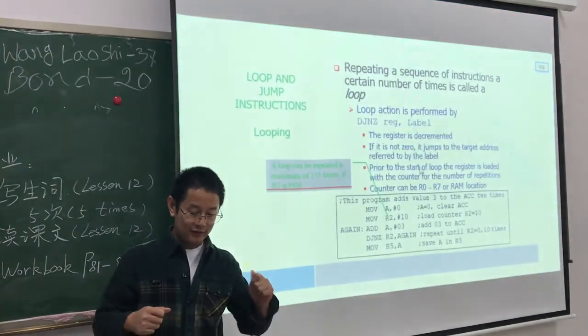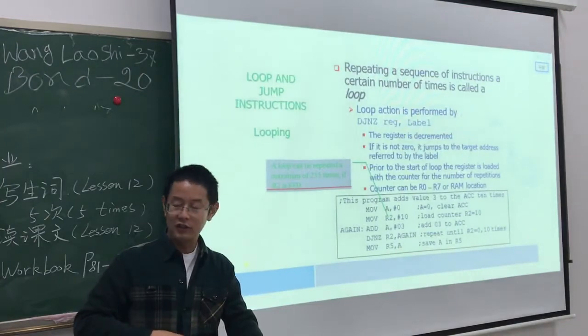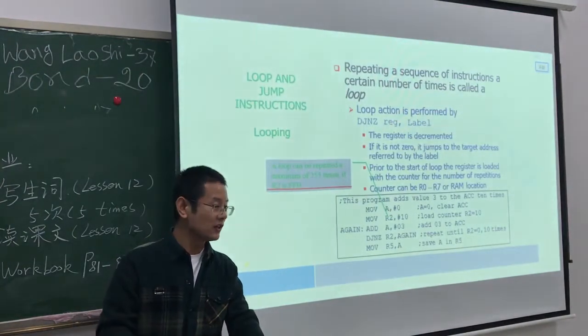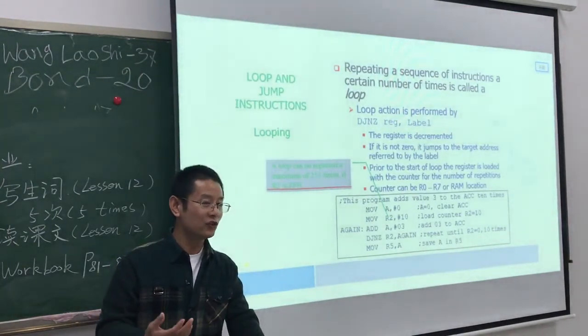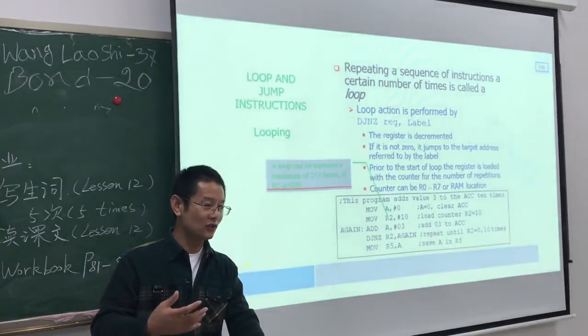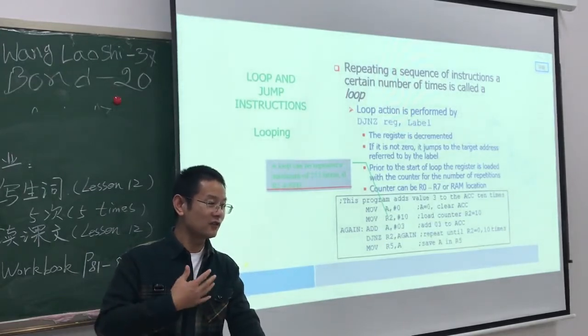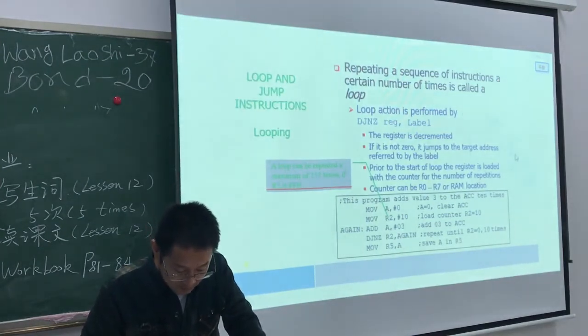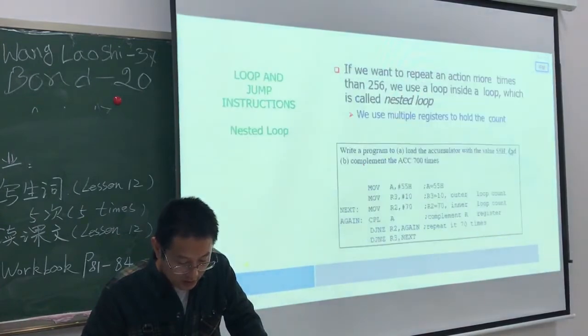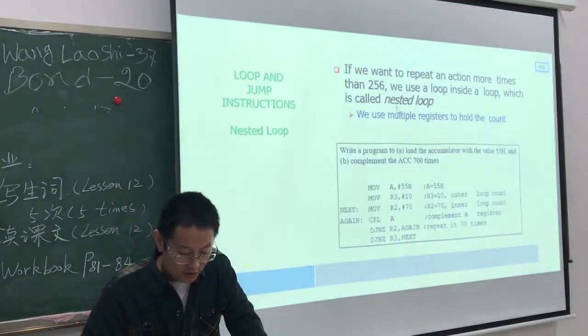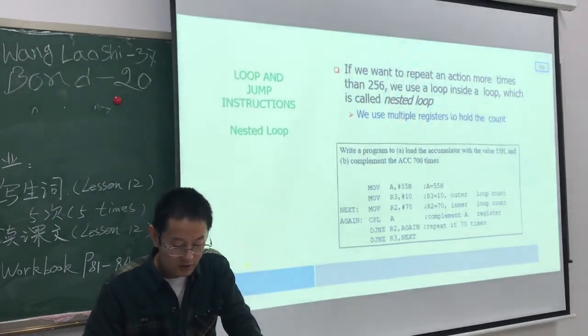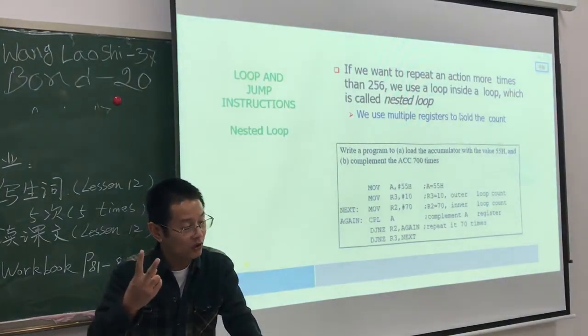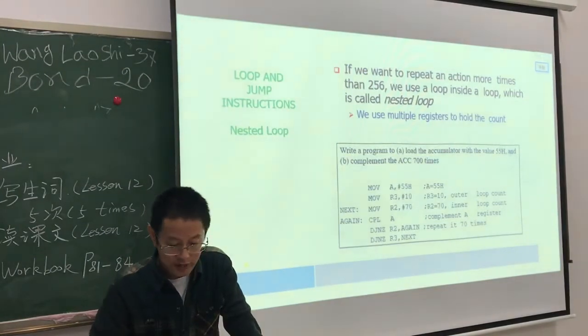So next, I just introduce the jump. If there is anything you cannot understand, you can ask. Here is the loop, the active loop. That means a two level or three level loop.